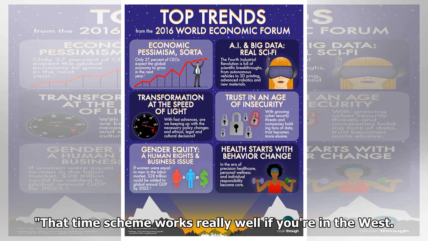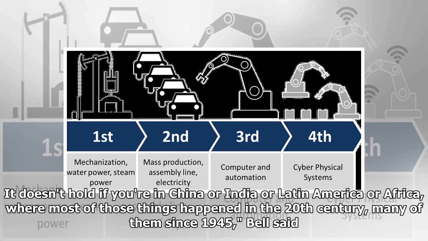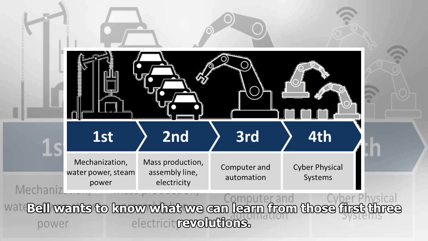"That time scheme works really well if you're in the West. It doesn't hold if you're in China or India or Latin America or Africa, where most of those things happened in the 20th century, many of them since 1945," Bell said. Bell wants to know what we can learn from those first three revolutions.